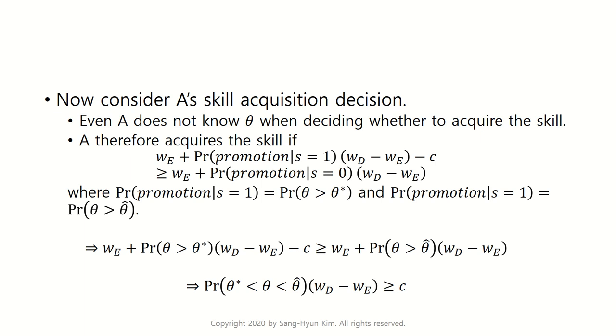And, there is a typo here. If S is 0, then you'll be promoted if theta is greater than theta hat. So there is a typo here. The promotion probability differs across the situations. If S equals 1, then you'll be promoted with the probability that theta is greater than theta star. And if S is 0, then you'll be promoted if theta is greater than theta hat.